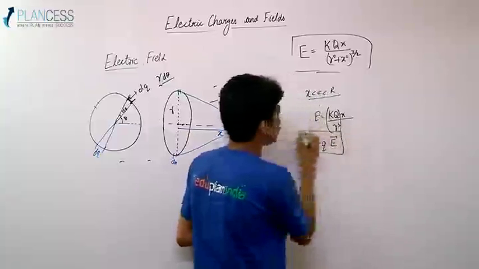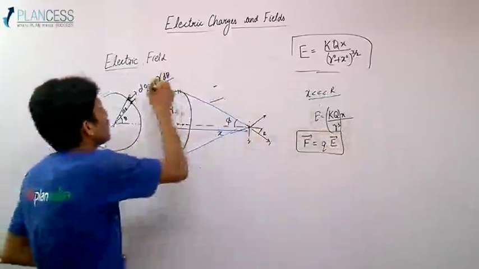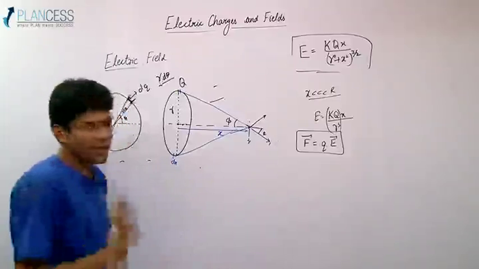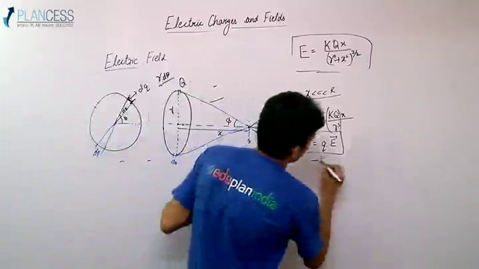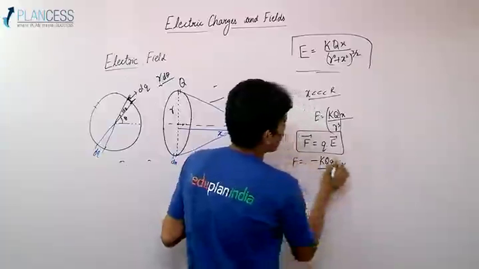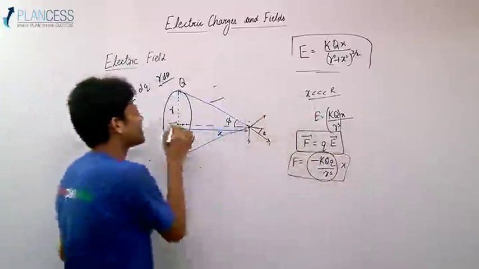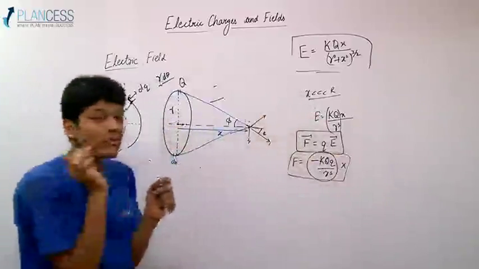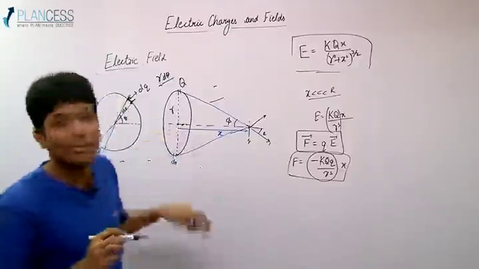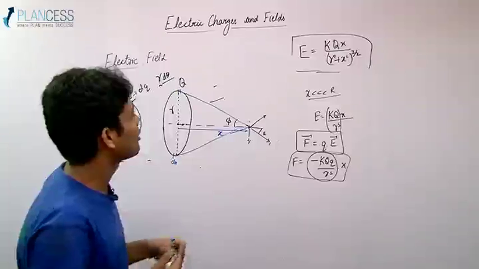If force is equal to q into E, then if the total q was positive and the small q is negative, there would be an attractive force, and we get F equals minus k q by r cube into x. So we can say that this is a SHM. That is, if a minus q charge is placed near the center of the ring, it will perform a SHM about the stable equilibrium position, that is, the center of the ring.